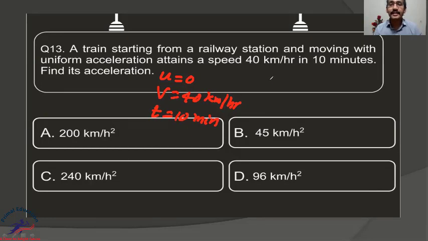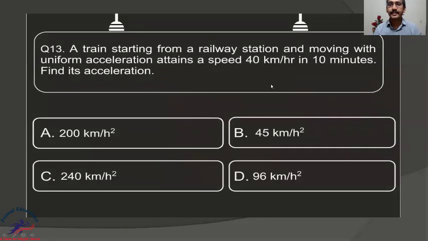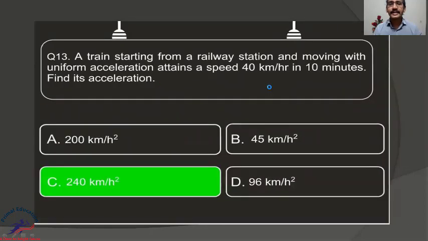Now, what is acceleration? Change of velocity by time. 10 minutes, how many hours? 10 by 60 hours because 1 hour is 60 minutes, which is 1 by 6 hours. Now, final velocity 40 minus 0 by 1 by 6, which is 240 kilometers per hour square. That is the acceleration. Hope you got it.